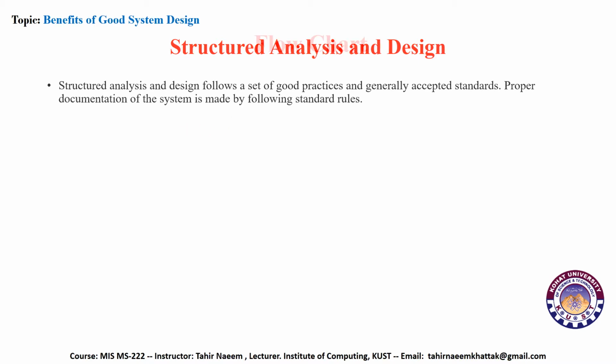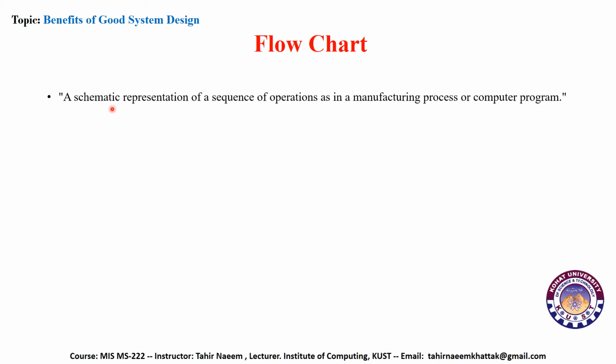the system. So first of all, we will discuss flowchart. What is a flowchart? A flowchart is a schematic representation of a sequence of operations, as in a manufacturing process or a computer program. So basically, a flowchart shows how the operations are performed in a sequence in a manufacturing process or a computer program. Like in a manufacturing process, if you want to manufacture something, then we procure raw material, then process it, and at the end we have the end product.